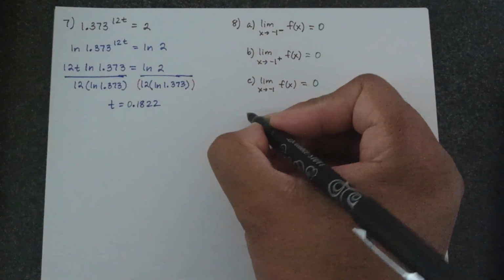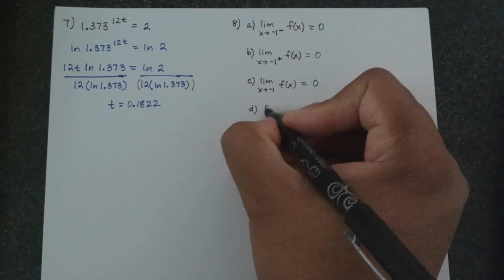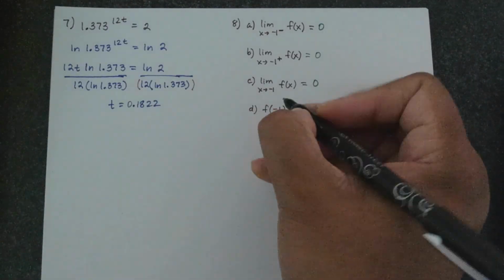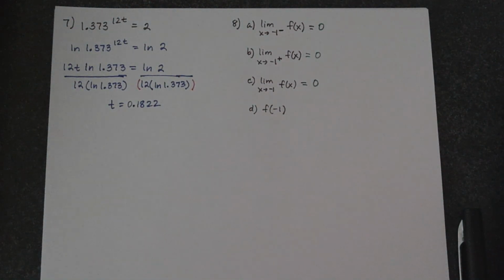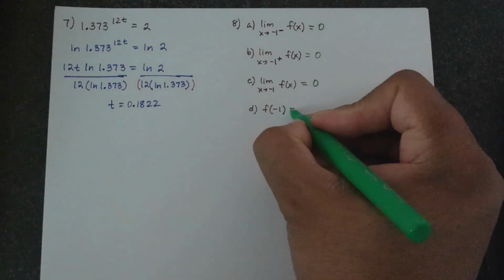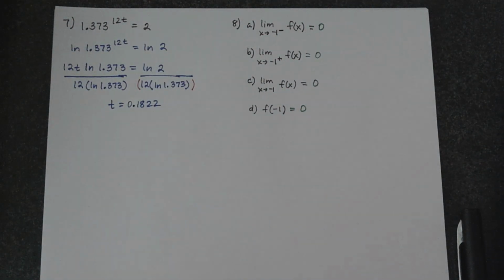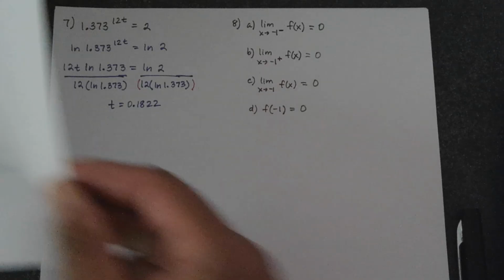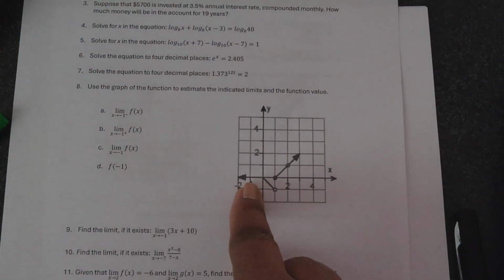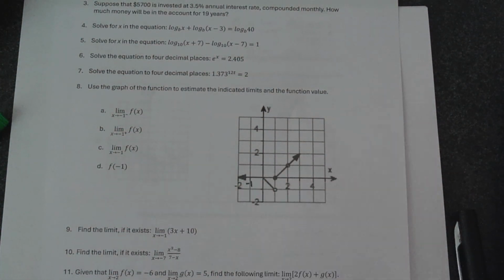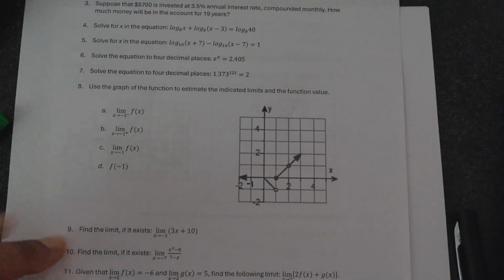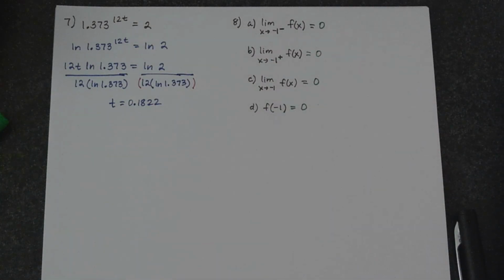And then part D, f of -1. They just want the value of that function when x is -1. What would that be? 0. Because at -1, the value on the graph is 0. All right, questions on number 8.